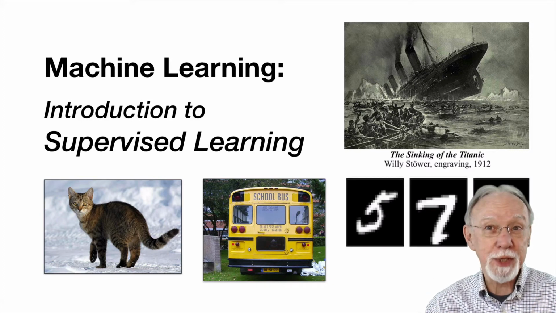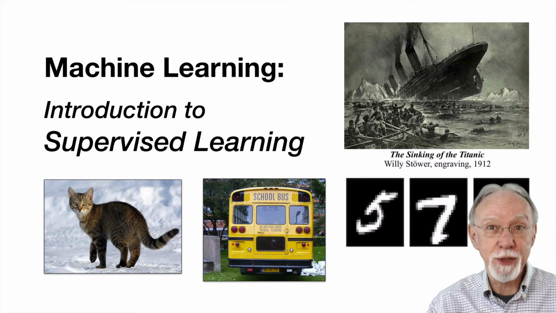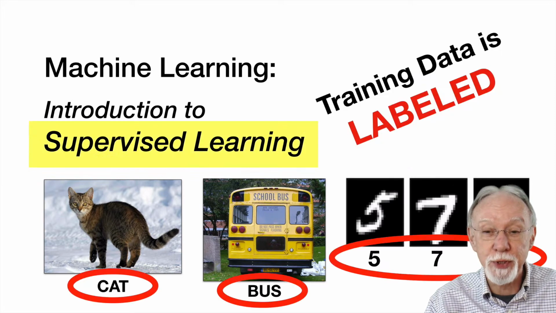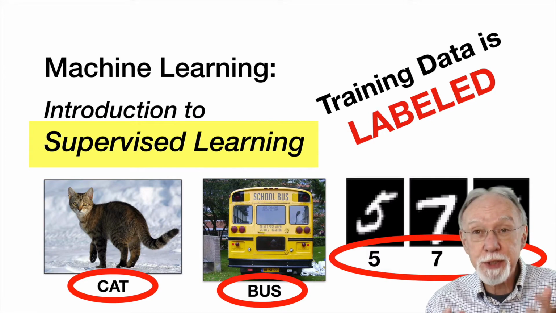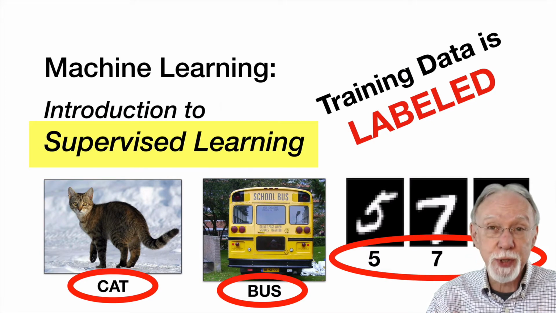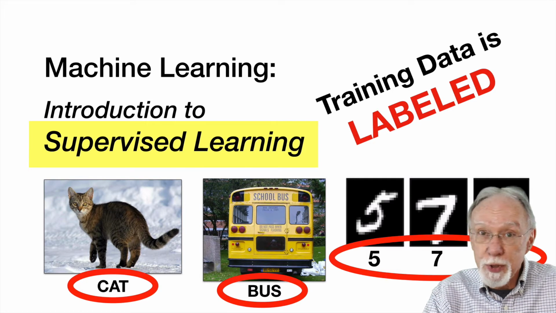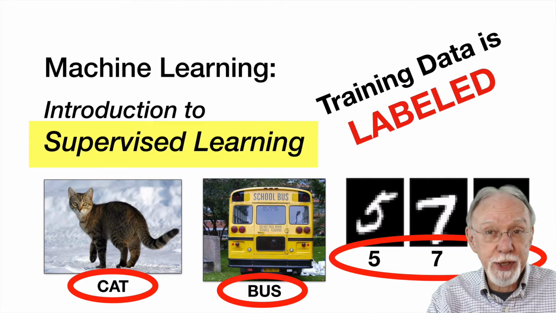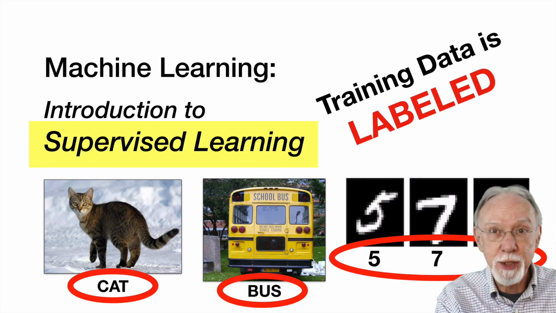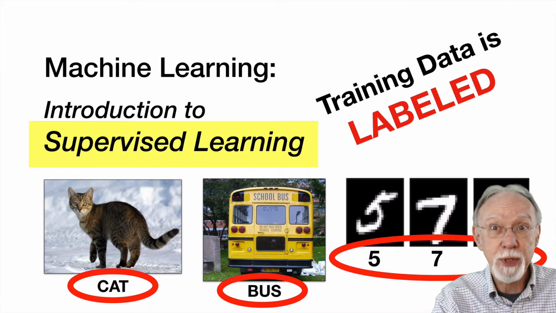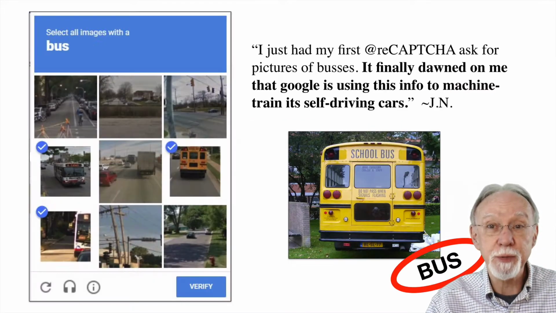One of the most popular kinds of machine learning is called supervised learning. But what does that have to do with the Titanic and cats and buses and hand-drawn numbers? Well, because supervised learning uses training data that is labeled. And if we want to train it on cats, we need each cat to be labeled as a cat. If we want our self-driving car to recognize buses, we need images of buses labeled as bus. And similarly, if we want to recognize handwritten digits, they need to be labeled.